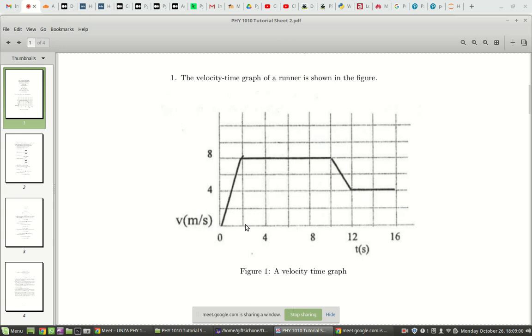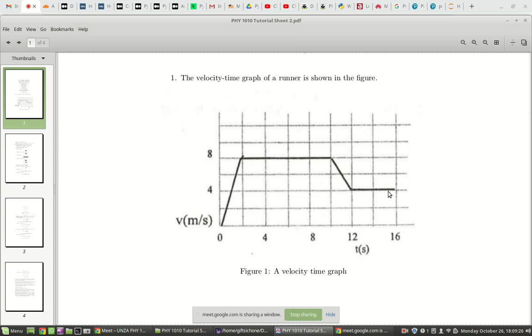Basically, I think this is 2. From 2 seconds all the way up to 10 seconds, the velocity stays the same. Then after 10 seconds, between 10 seconds and 12 seconds, he drops off speed. He decreases the speed from 8 meters per second to 4 meters per second. Then after 12 seconds, he continues to run with constant velocity.